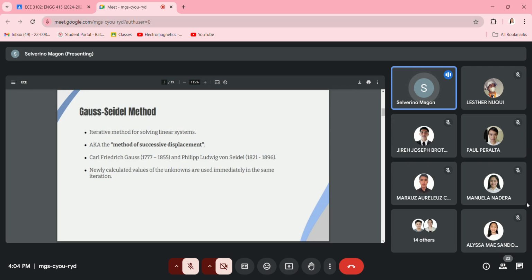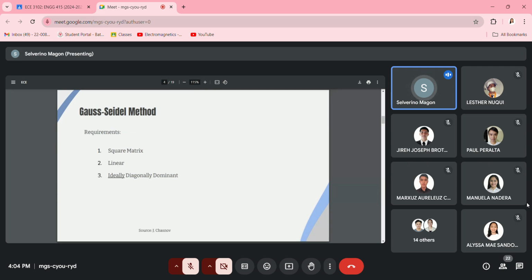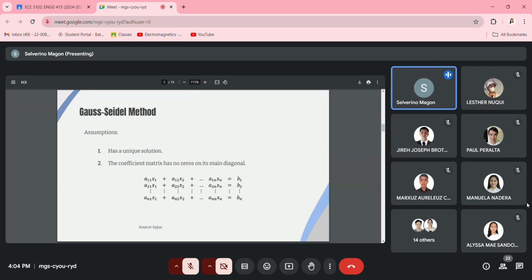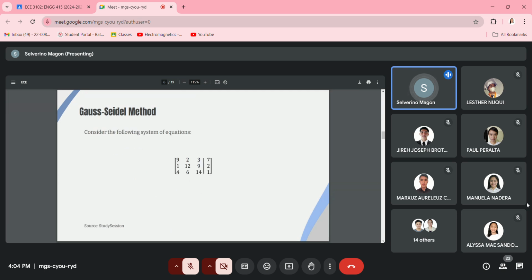This is otherwise termed as the method of successive displacement, where the new calculated values of the unknowns are used immediately within that same iteration. So the requirements are the same as that of the Jacobi iteration, and the assumptions are the same. No, that we have to have some unique solutions for the system of linear equations that we're working with, and we have no zeros in the main diagonal.